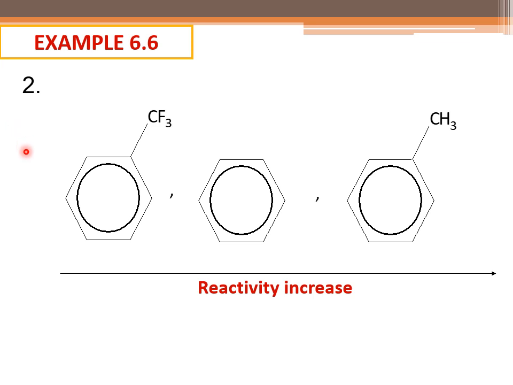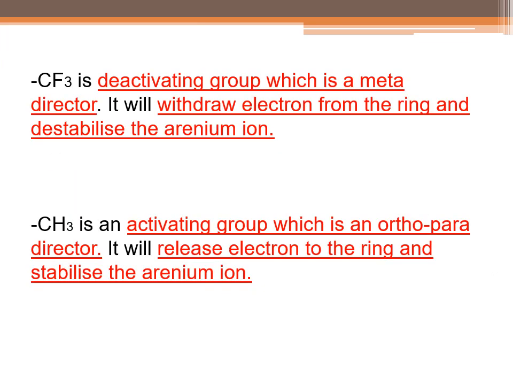Question number 2. Let's compare between substituent CF3 and CH3. Of course, methylbenzene or toluene would have the most reactivity because it is an electron donating group, and having halogen inside the substituent makes this compound the least reactive among the three. How do we explain this? So CF3 is a deactivating group, a meta-director. It will withdraw electrons from the ring and destabilize the arenium ion, making it less reactive compared to when we have a methyl group attached to the benzene ring.